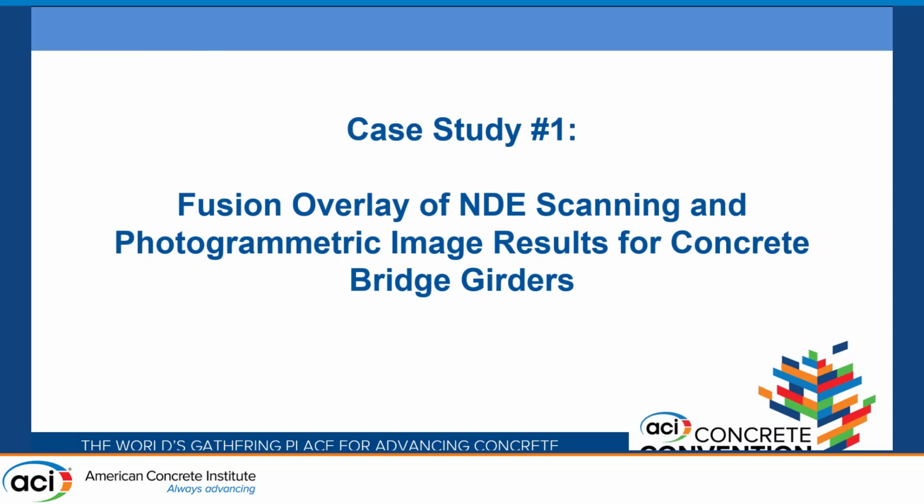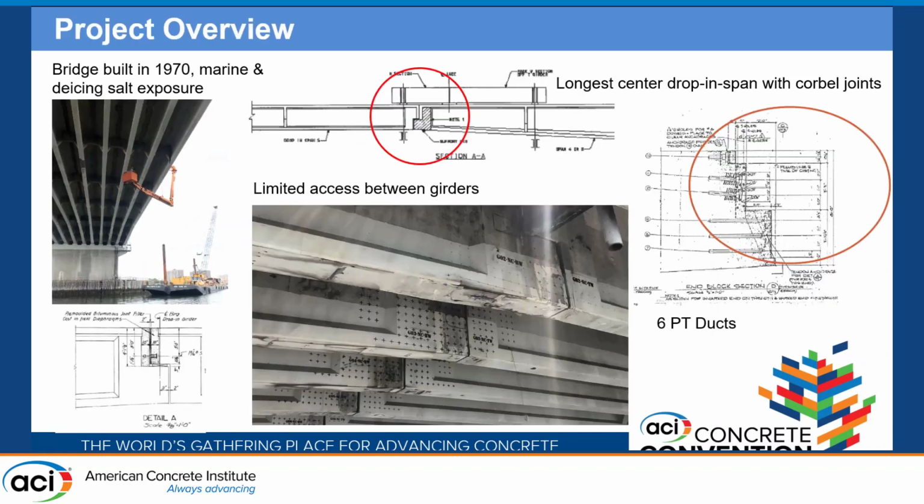So the first case study I'll be talking about is a fusion overlay of NDE scanning and photogrammetric image results for concrete bridge girders. A little background on this project. This was a bridge built in the 1970s. Due to its location, it does have both marine and de-icing salt exposure. The areas we were interested in were these corbel joints at the ends of this longest center drop-in span. So if you imagine two piers and two cantilever spans, there was the drop-in span in the middle, and so the corbel joints at the end of this drop-in span were the areas that we were interested in.